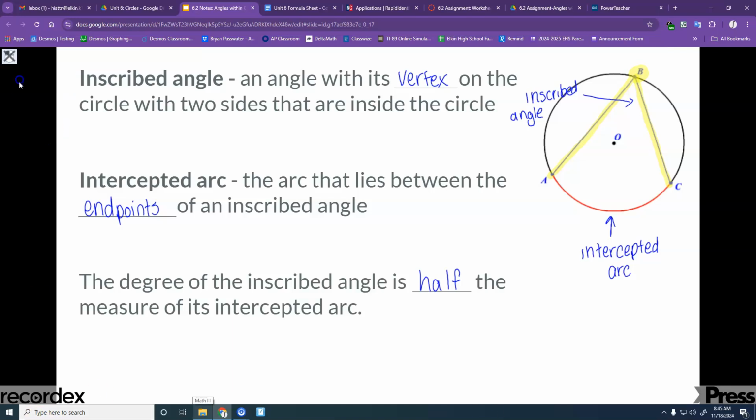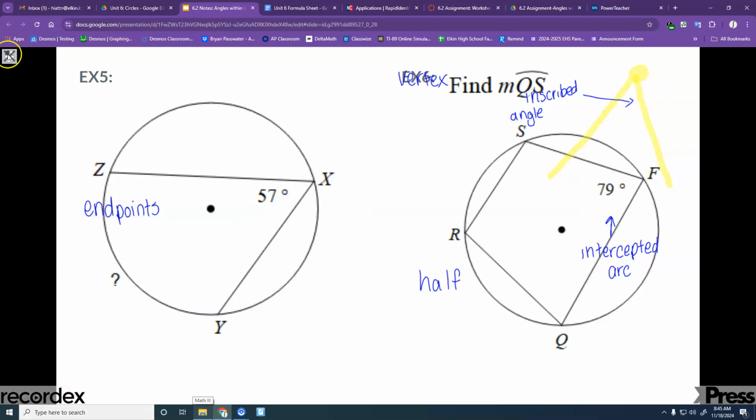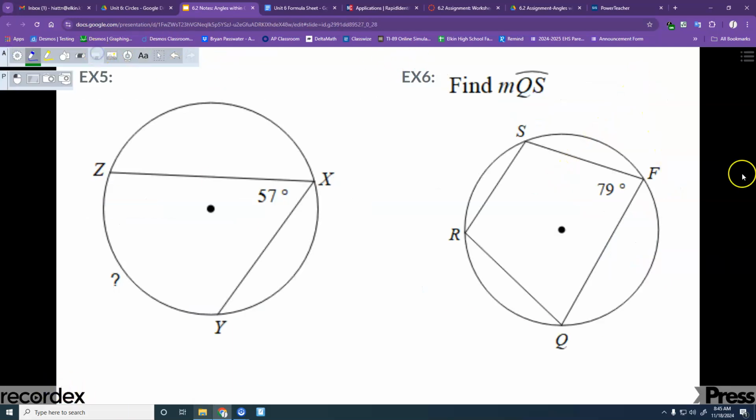So let's look at some examples. Some of the questions that you get will be very straightforward, like number 5. Number 5 gives you an angle right here. It is an inscribed angle because its vertex right there is on the edge of the circle. And then it asks us for arc ZY, which is the intercepted arc.